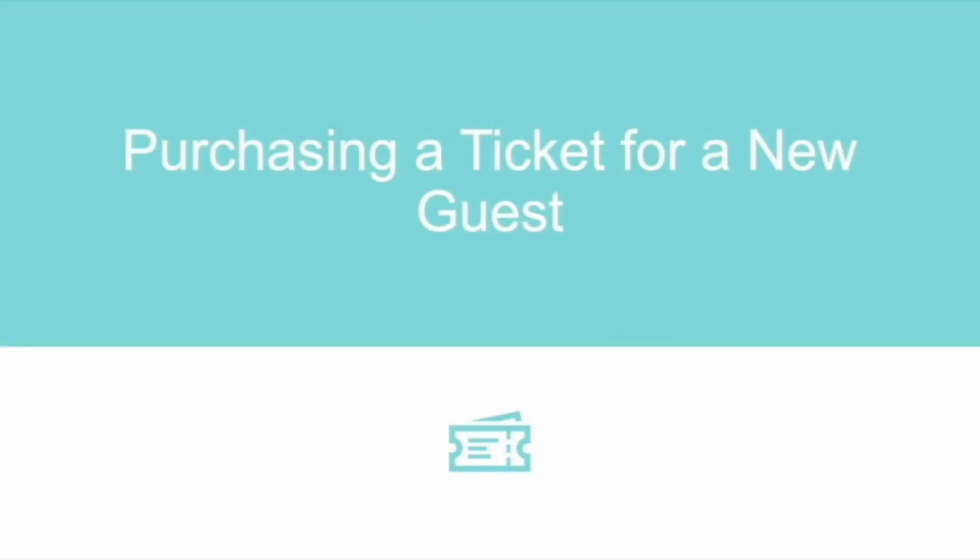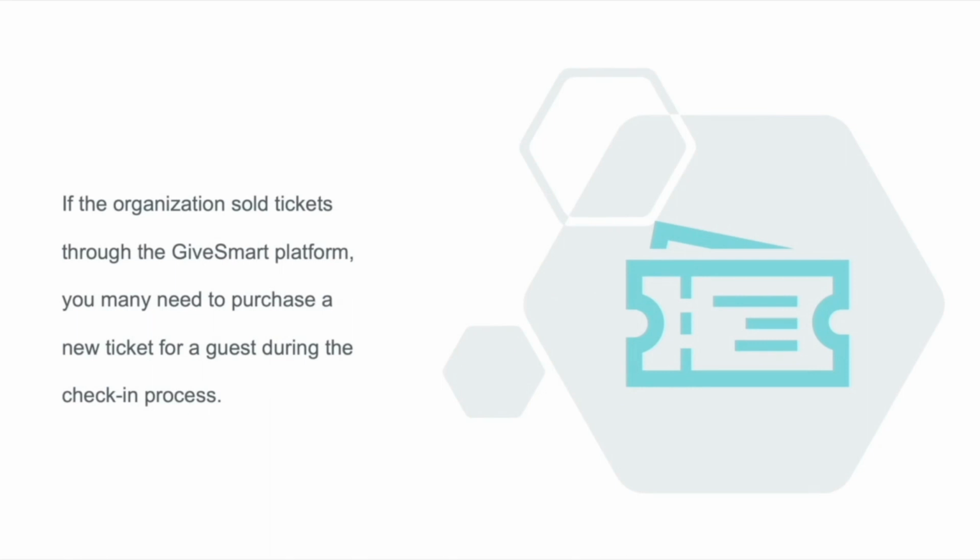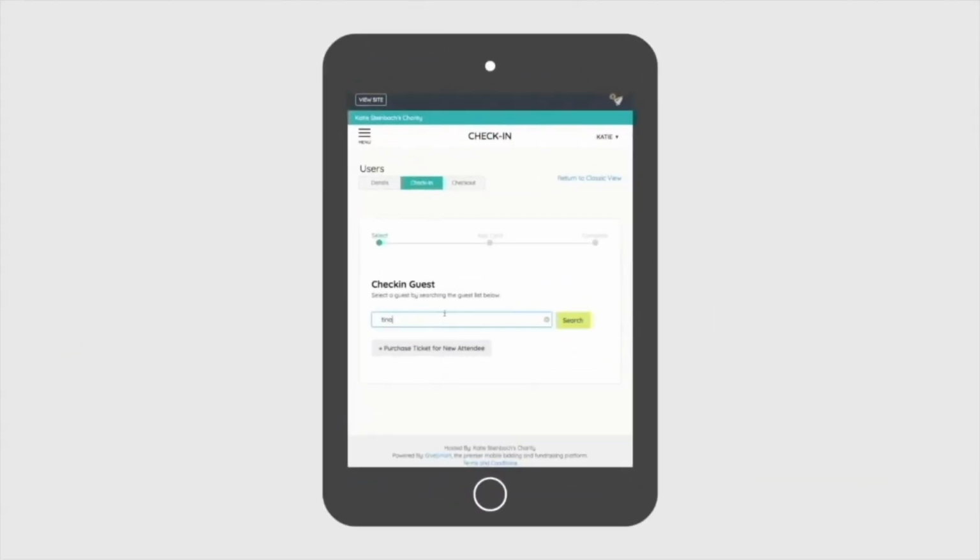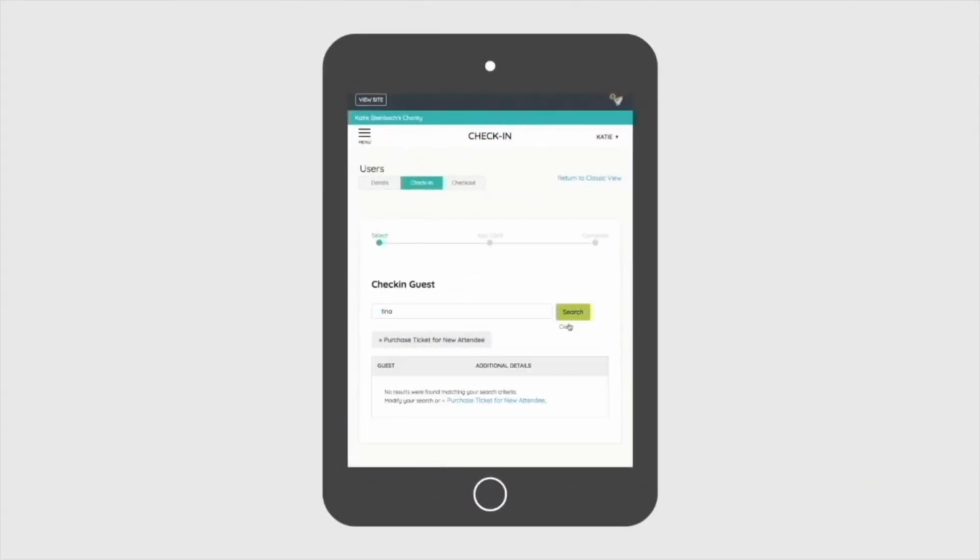Purchasing a ticket for a new guest. If the organization sold tickets through the GiftSmart platform, you may need to purchase a new ticket for a guest during the check-in process. If the guest does not appear after searching their name or the party name associated with a sponsorship, select the Purchase Ticket for a New Attendee button.